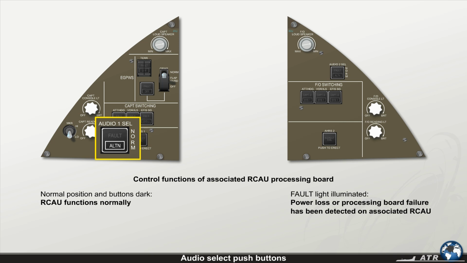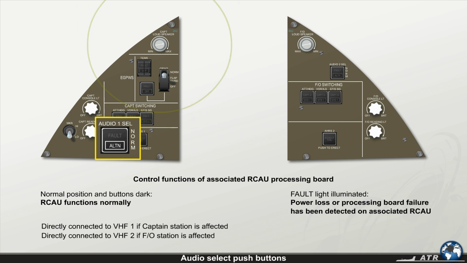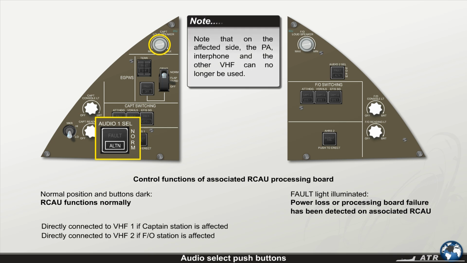The affected crew station will then be directly connected to VHF 1 if the captain station is affected, VHF 2 if the first officer station is affected. The volume can then be adjusted by turning the affected loudspeaker volume control knob. Note that on the affected side, the PA, interphone, and the other VHF can no longer be used.